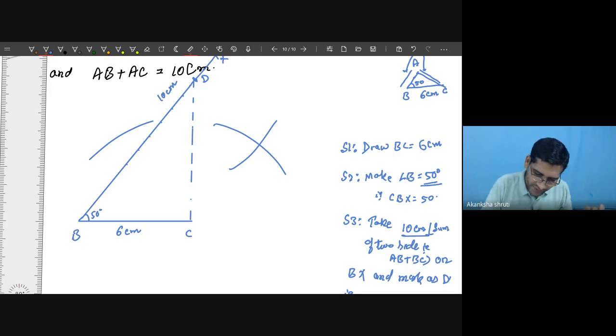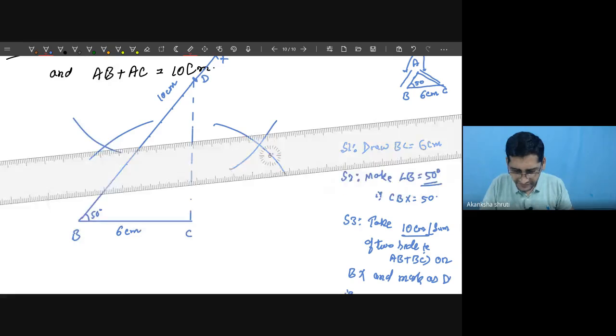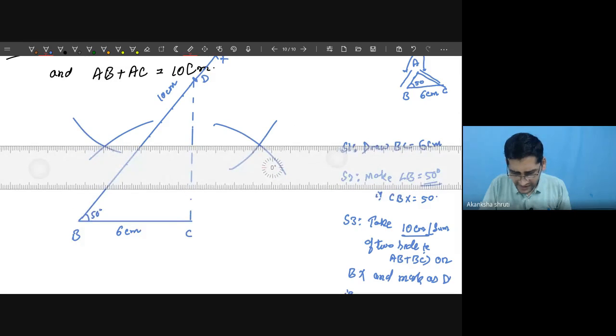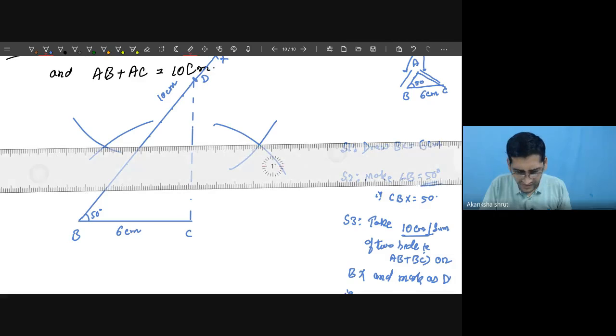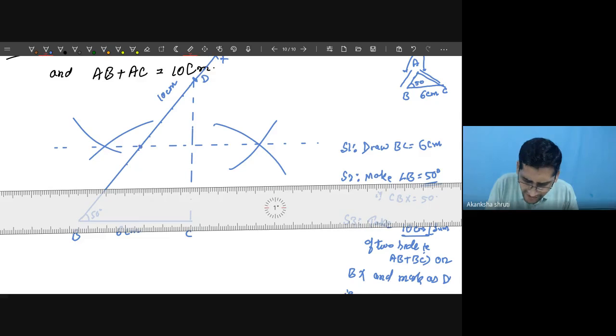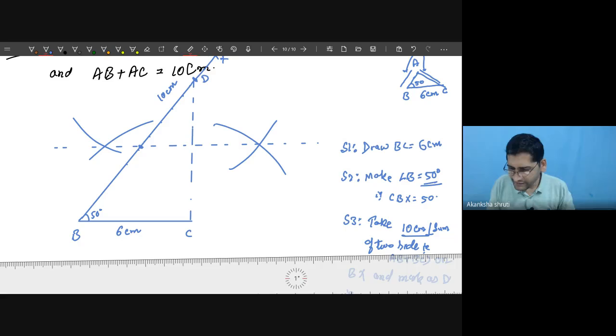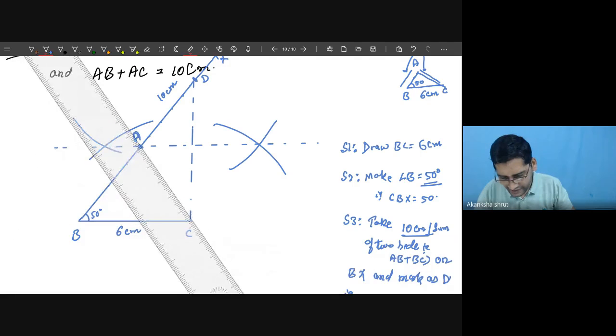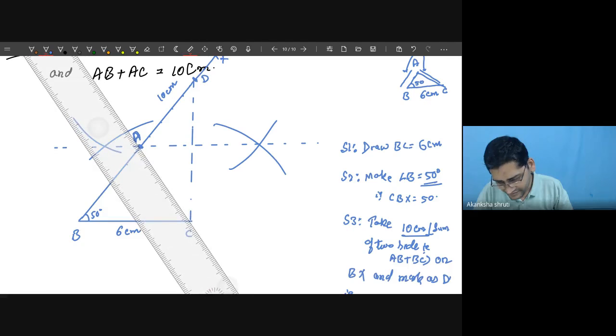So these two arcs you have to observe, and after this take the scale to draw the perpendicular bisector. The perpendicular bisector should also be drawn in a diffused line, and the point where it cuts will give you the point A. So this way the point A is located, and now you have to join A to C. That's all.